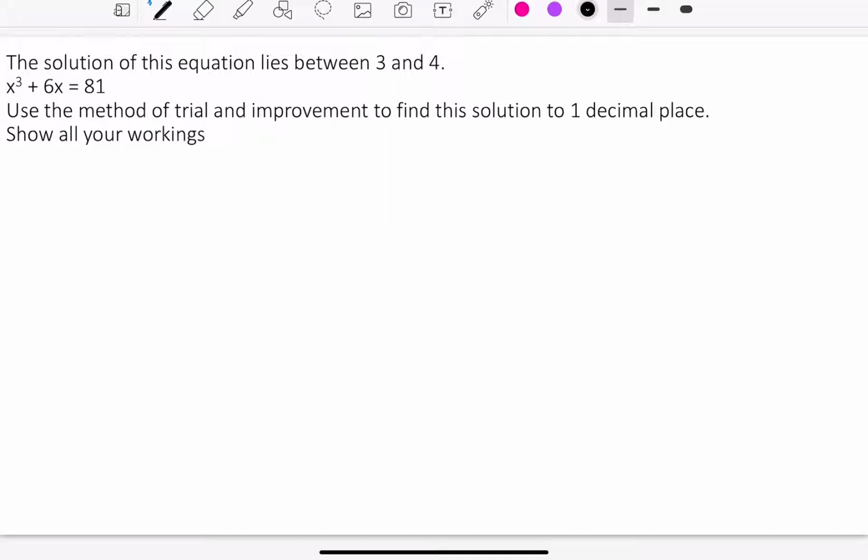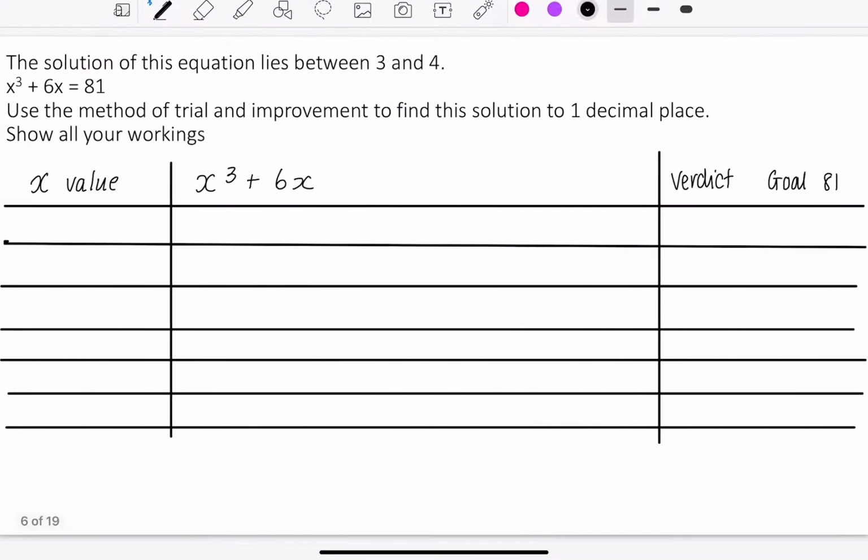So whenever you see trial and improvement, the first thing you need to be doing is drawing this table. You need to be telling yourself what x value you're going to try, the equation you're going to be putting it into, and the verdict, what your thoughts are at the end. I always like as well just to tell myself what my goal is. My goal is 81. That allows me to keep referring back to that quite nicely in my table.